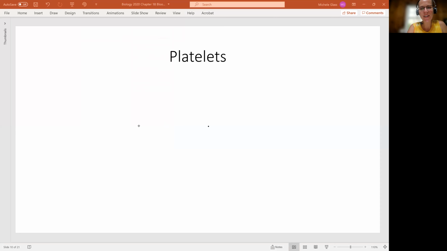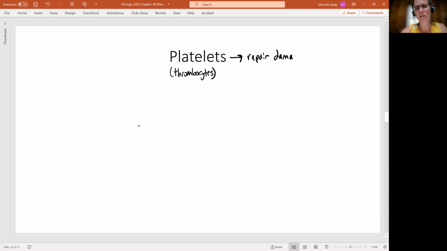Michele Glass here, and we are ready to talk about our third and final formed element, the platelets. Now, sometimes the platelets are referred to as thrombocytes. And so that might help you in your reading. And also, as we look at some of the chemicals that are involved here, we get that kind of naming system showing up.